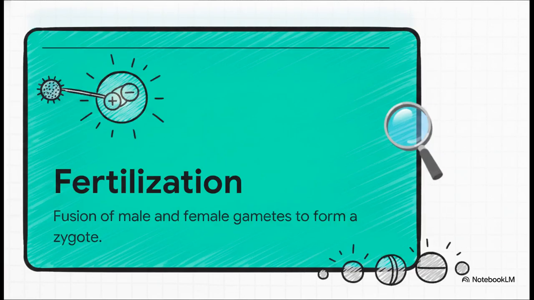And that brings us to the absolute crucial moment, fertilization. This is the exact fusion of those male and female gametes to form a single-celled structure called a zygote. This tiny little zygote, it is the literal beginning of the next generation, perfectly destined to divide and eventually develop into an embryo.